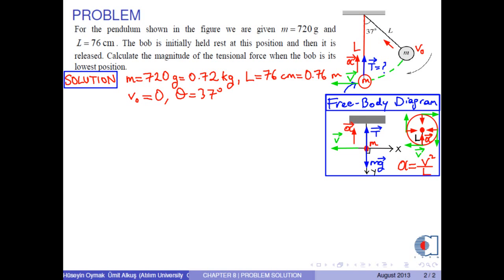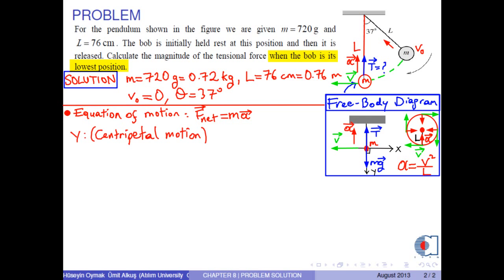We can write the equation of motion with the help of Newton's second law, F net equals m a. The equation of motion along the y-axis when the bob is at its lowest position can be regarded as the centripetal motion. Therefore, the centripetal force becomes T minus m times g, which has to be equal to m times v squared over L.